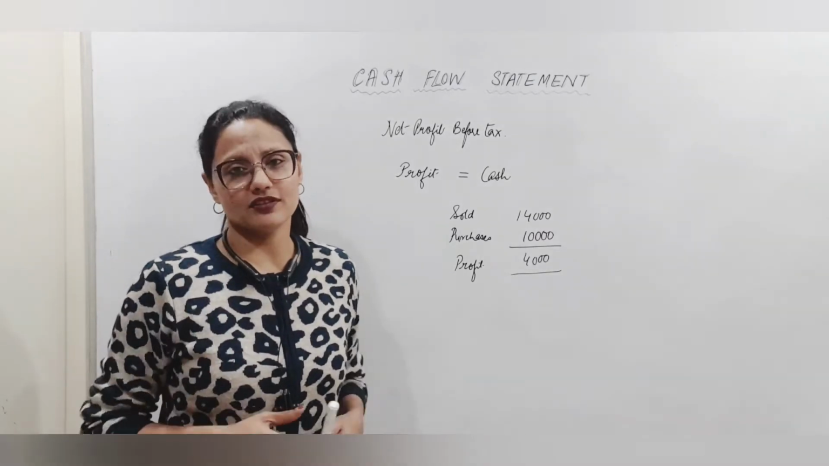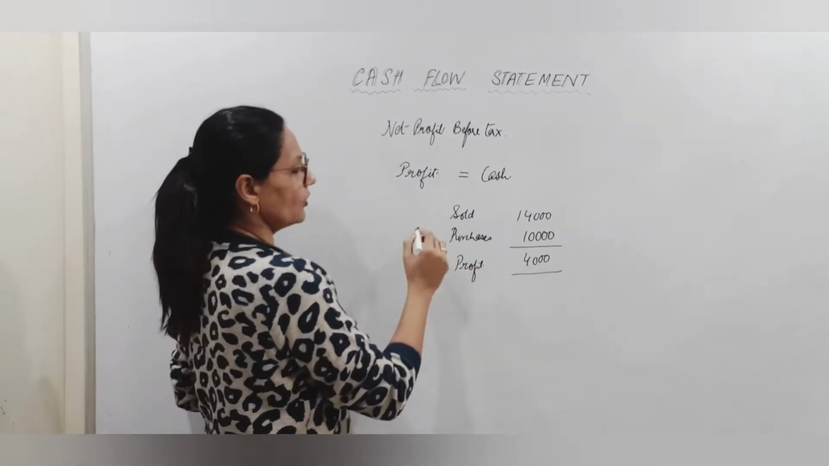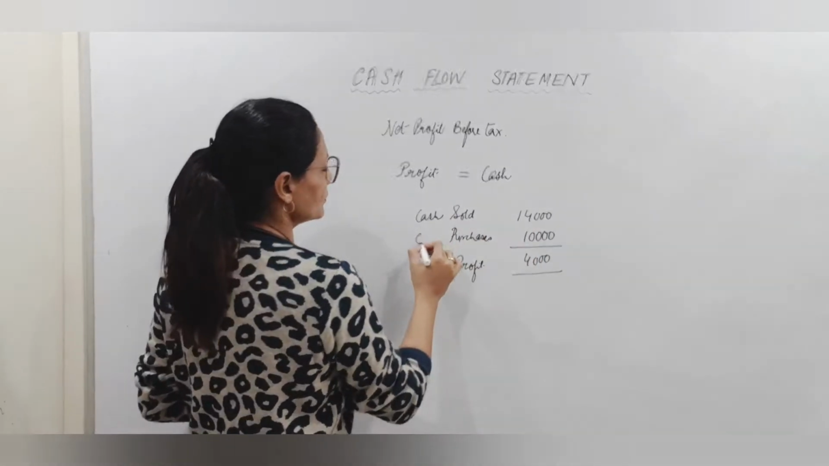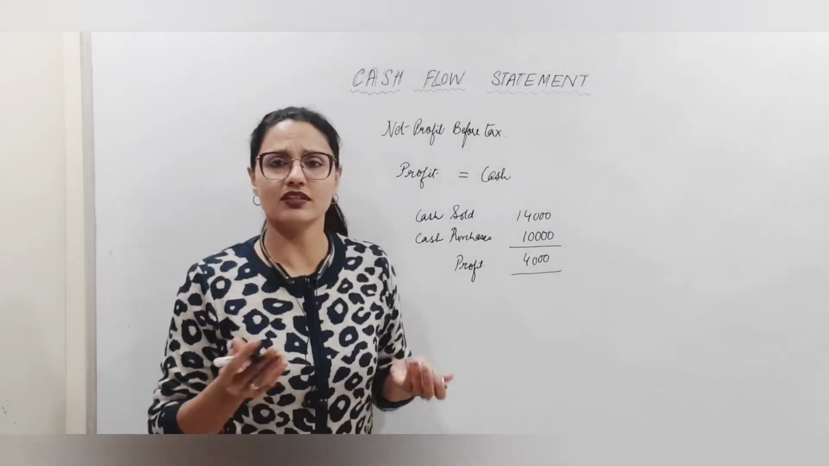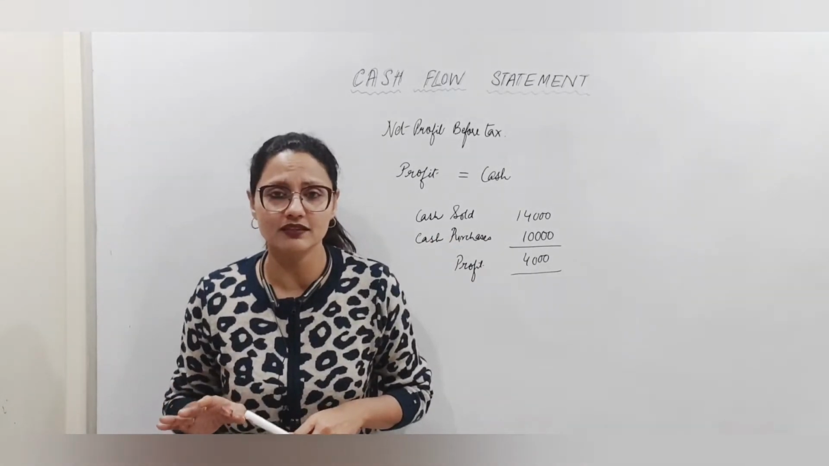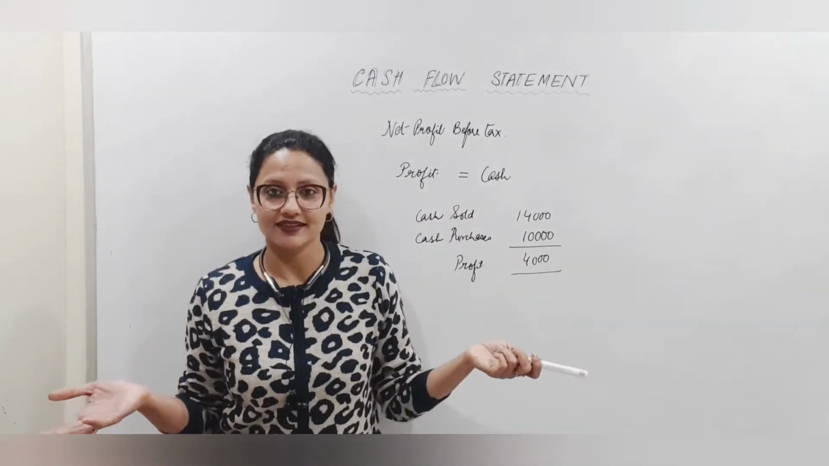In which situation can it be a yes? If I say all goods were sold for cash, so cash sales. All goods were purchased in cash, fine. So I spent cash 10,000, I received cash 14,000. I do have 4,000 cash with me. So that is perfectly okay. Profit is equal to cash in this case.